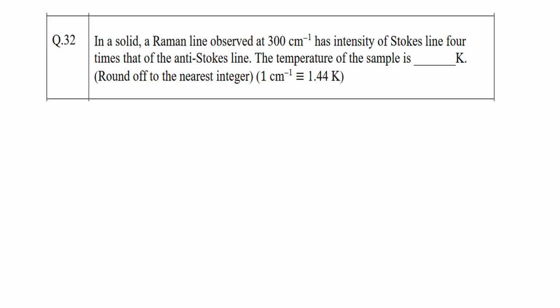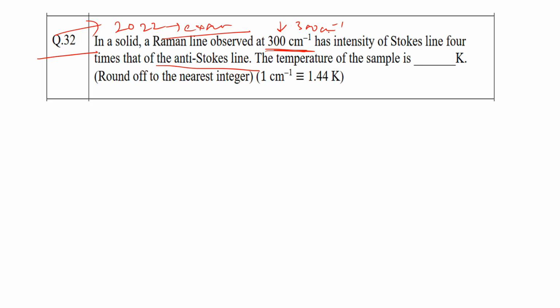Hi everyone. So today we'll be solving question number 32 from the 2022 exam. In this question, a Raman line is observed at a shift of wave number 300 centimeter minus 1 and has intensity of Stokes line 4 times that of anti-Stokes line.